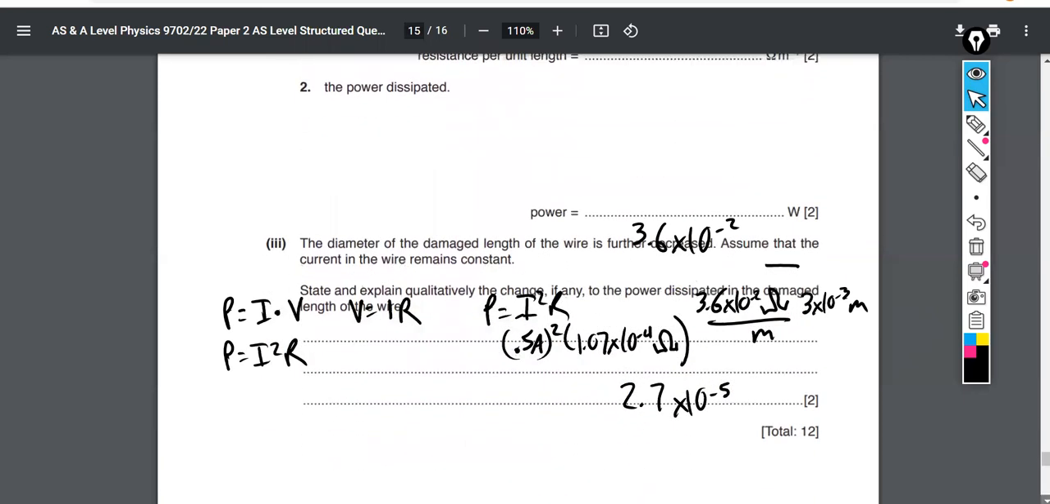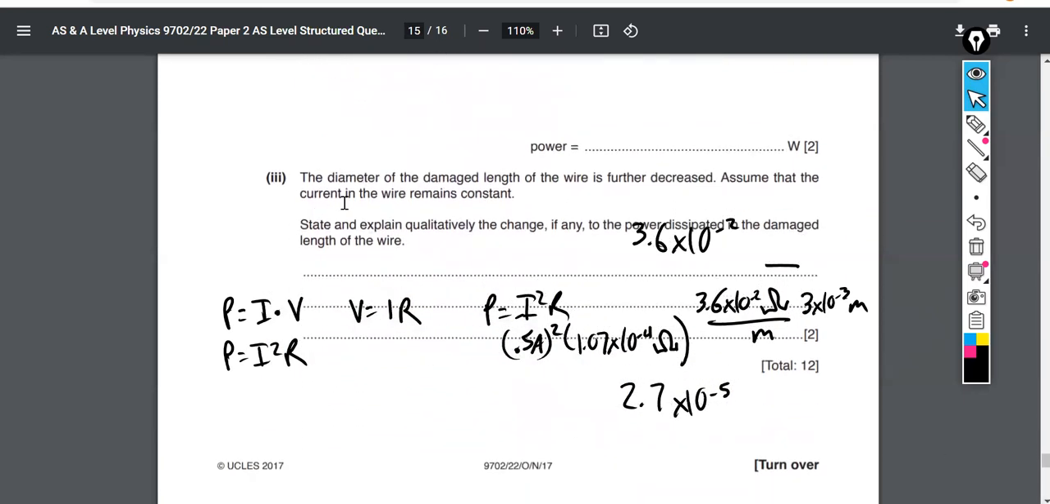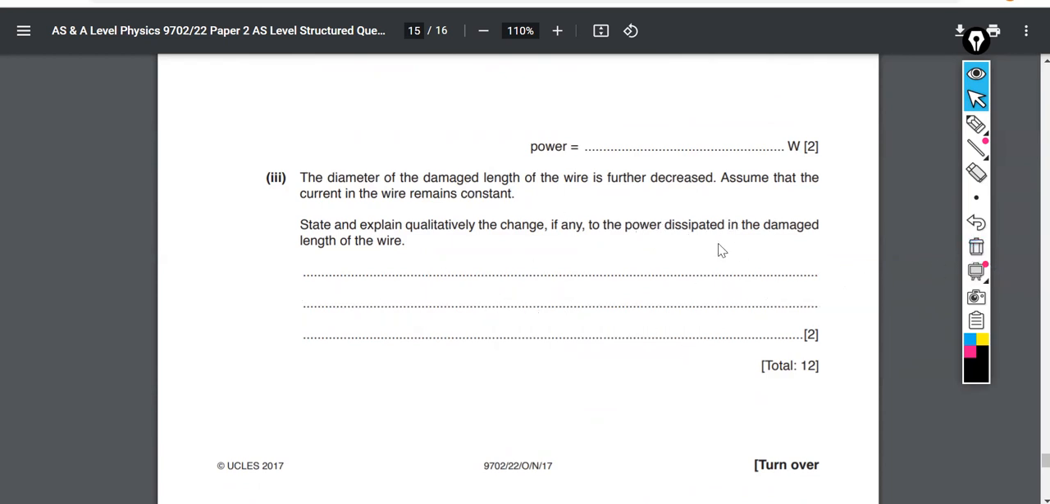The final part of this quiz is to consider how the diameter of the damaged length of the wire is further decreased. Assume that the current in the wire remains constant. State and explain qualitatively the change, if any, to the power dissipated to the damaged length of wire. Well, we've just gone through some working to really help guide our thinking with this. If we decrease the diameter of the wire even further, then what just happened to it is going to happen more. We increase the resistance per unit length. And so by decreasing the diameter of the wire, we further increase the resistance in that damaged length.